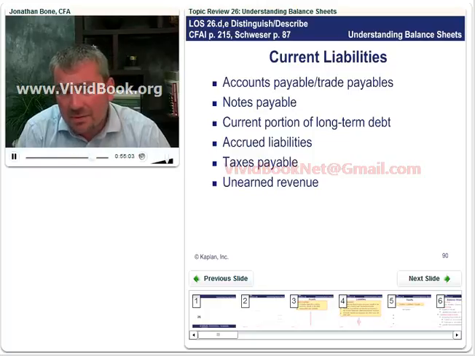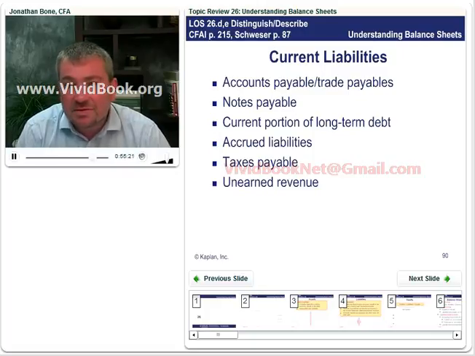Notes payable. This is typically where we've got some accounts payable, we've gone to our supplier and said, can we extend our credit terms? And they've said, fine, but we're going to start charging you interest. That's typically a notes payable. So it's just a short-term interest-bearing debt instrument, as simple as that.